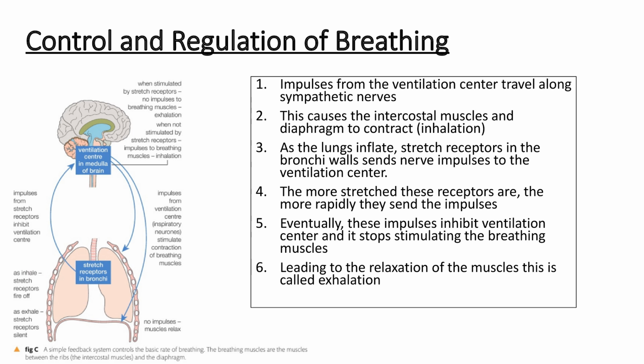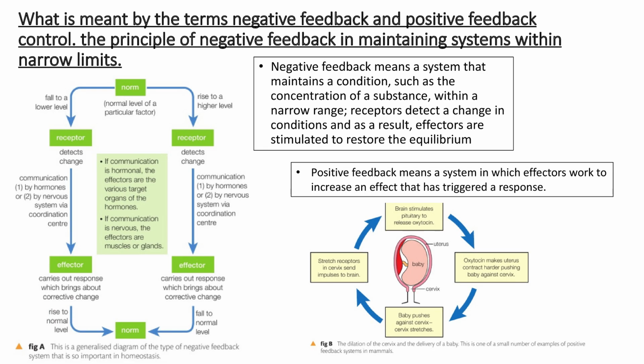And lastly, to conclude, we talk about what is meant by the terms negative feedback and positive feedback, and the principle of negative feedback in maintaining systems within narrow limits. So, a simple definition of negative feedback is a system that maintains a condition, such as the concentration of a substance, within a narrow range. Receptors detect a change in condition, and as a result, effectors are stimulated to restore the equilibrium.